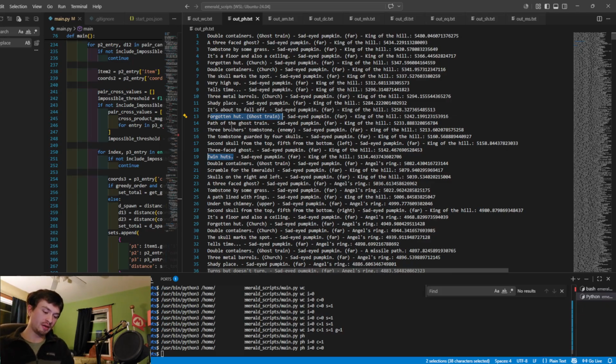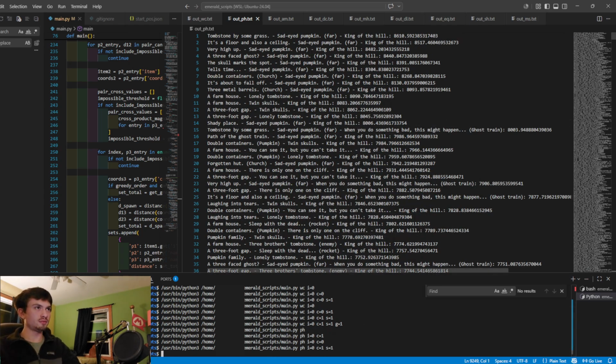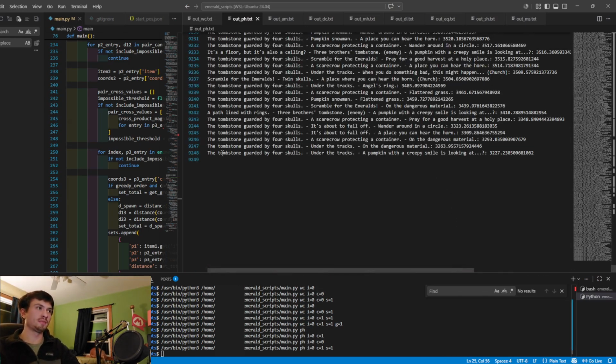But yeah, something else we can try is checking these other ones out. So if we connect those and we also consider spawn, these are the farthest sets. But if we consider what are the best sets in this case: Tombstone Guard by 4 Skulls, Under the Tracks, a Pumpkin with a Creepy Smile. Does that set sound familiar to you? That's the IL set with Rising Start. Yeah, for real. That is the IL set. And it's even crazier because it's out of 1024. So it's wild that this algorithm lines up perfectly with the IL. I think that's pretty cool. Obviously you need glitches to do it, but that's pretty sick.